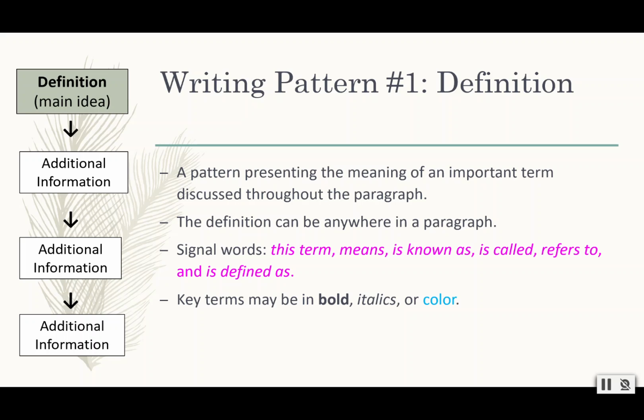Okay, so your stated main idea of this paragraph is going to be the sentence that has your term and the definition in it. And we have signal words, so the author might use this term, means, is known as, is called, refers to, and is defined as. And remember, terms a lot of times can be in bold, italics, or in color. So that paragraph typically might start with the definition, the main idea, and then all the other sentences in that paragraph are going to be additional information about it.